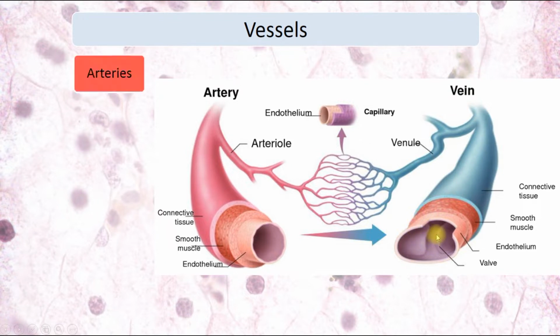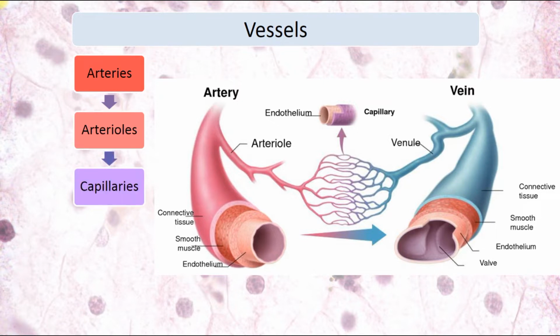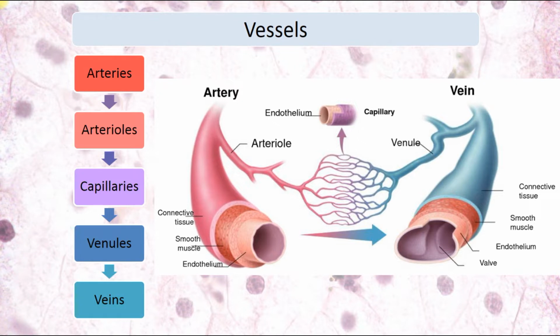So we have arteries. From arteries, blood goes to smallest arteries, which are called arterioles. Arterioles carry blood to capillaries. From capillaries, blood goes to venules. Venules, they give their blood to veins. Veins collect blood from venules and bring it back to heart. So here we can see route of circulation in blood vessels.